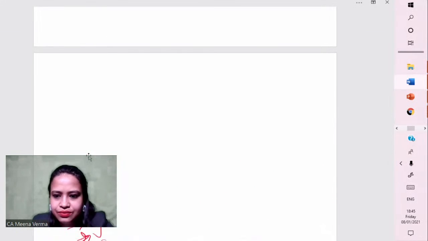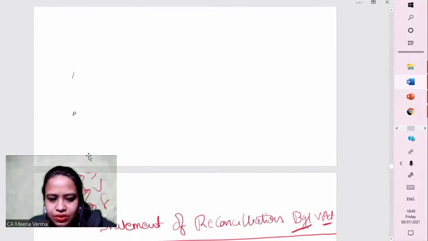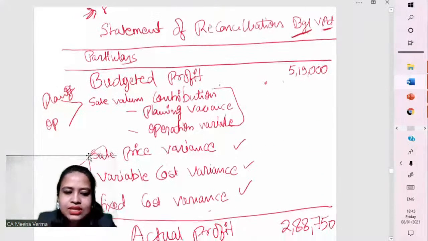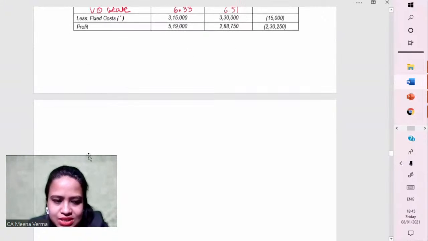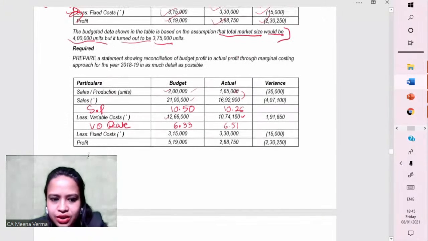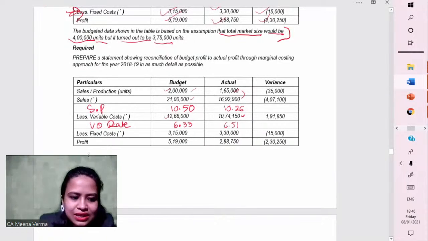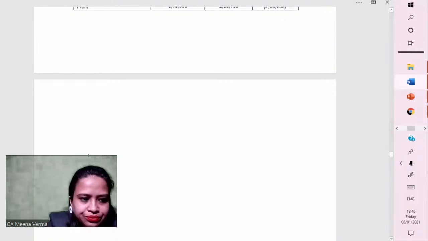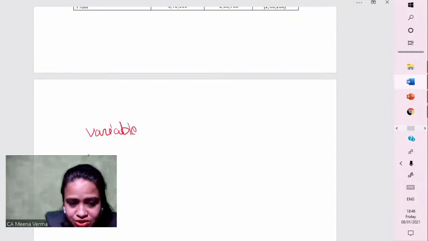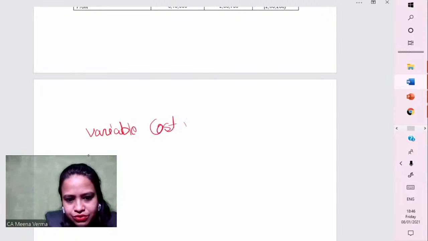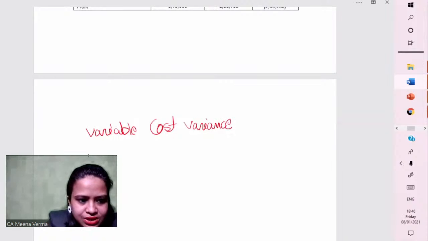What three things? Sale price variance, variable cost variance, and fixed cost variance. Please calculate it and give me the answer. See, this is something which is related to CA Inter. You have all the information. You can easily get this information to find the values. ठीक है? Find it on your own. Don't just copy me. Find it. Variable cost variance.